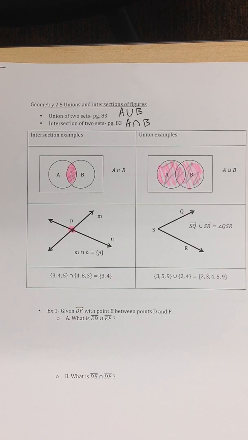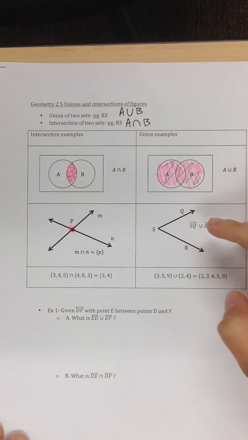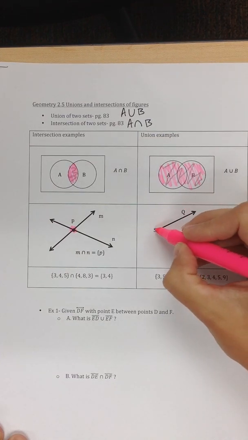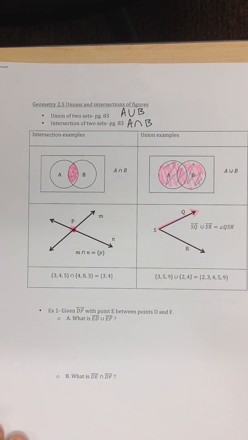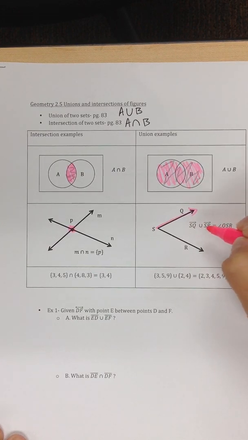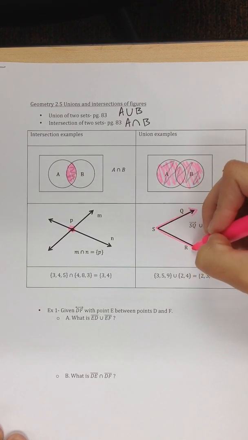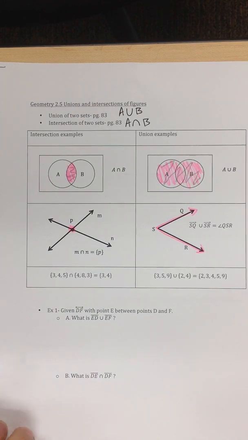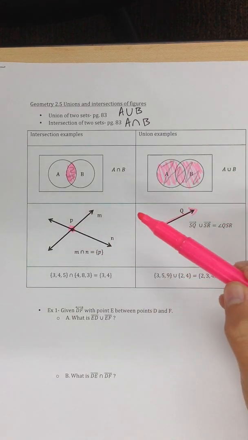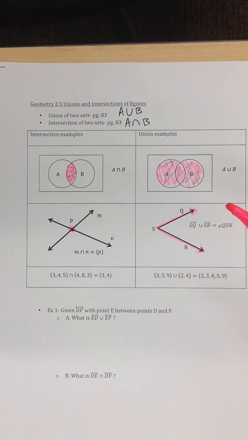Now, if they want the union of two lines, basically they want everything in one line and also everything in the other line. So we've got the union of the ray SQ, from S through Q forever, and also the ray SR, from S through R forever. The union of those, this one and this one together, would be the angle QSR. So union, both of them together; intersection, just where they meet, where they cross.